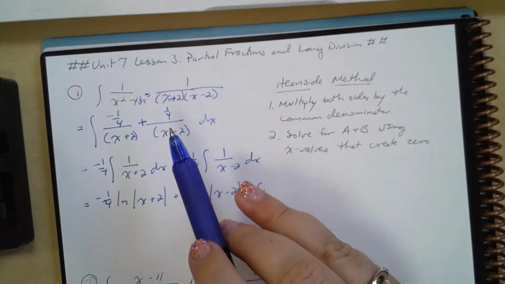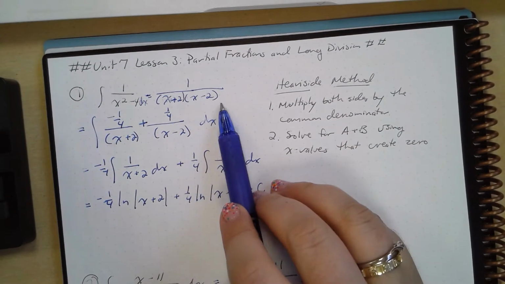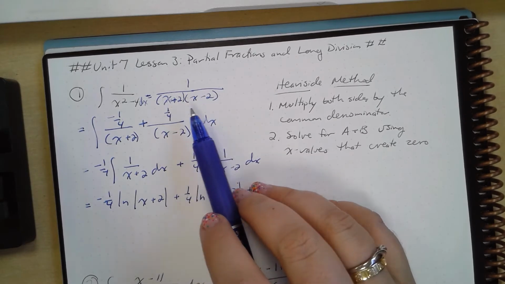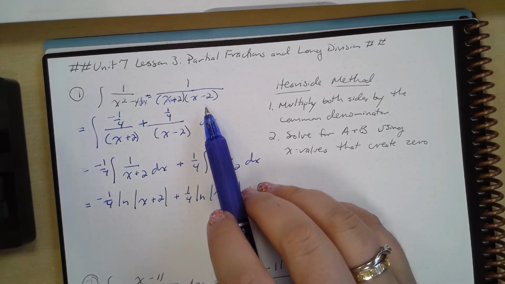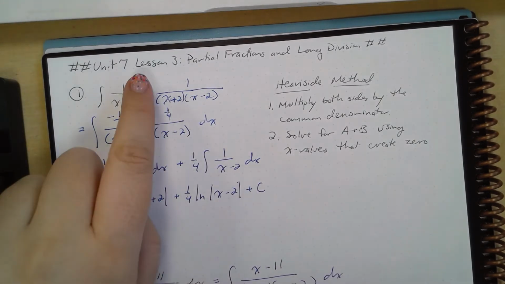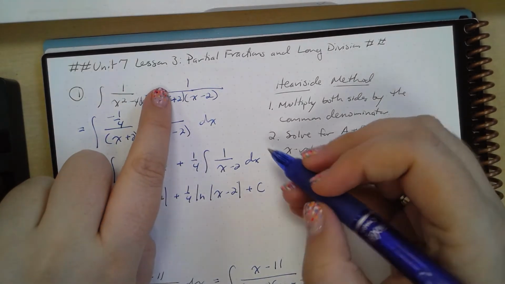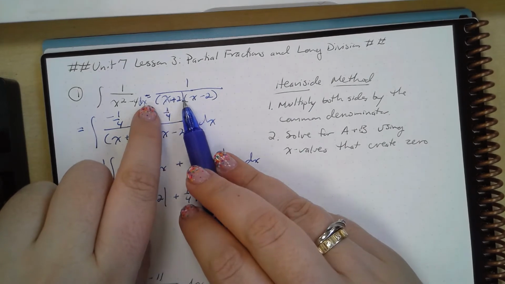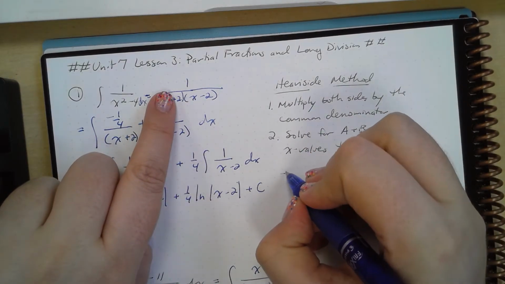To do the Heaviside method, you're going to break this up by factoring into 1 over x plus 2, 1 over x minus 2. And then we're going to use the Heaviside method by covering up one variable. So what would make this plus 2 equal to 0? Well, I know it's going to be negative 2.